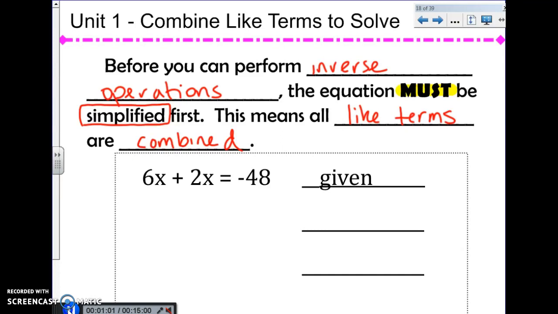All right, so the first example here, you might notice that there is a 6x and then there's a 2x added to that. They're both x's. We know that we can put those two terms together, so I'm going to combine them and get 8x equals negative 48. I'm not doing anything to both sides of the equation. This is not an inverse operation. This is a simplifying step. You can just write simplify, or you can say combine like terms, or you can say CLT.